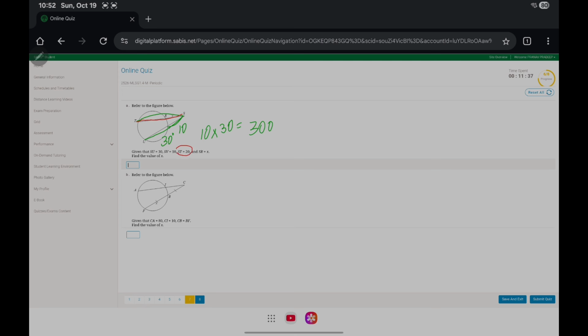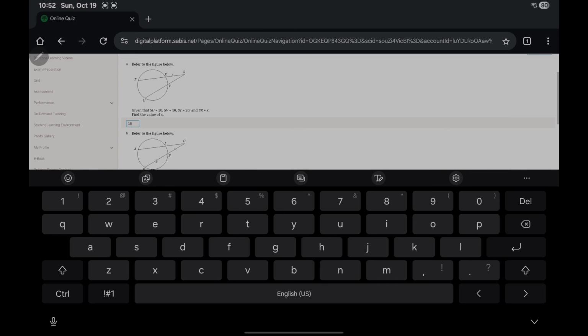is given 20. Alright, now they're asking to find what is this, right? We need to find the length of the segment RS. So in order to find that, we can just write down this equation. 300 equals x times 20. Because x times the whole thing is equal to 300, alright? So if you just divide 30 by 2, x equals 15.